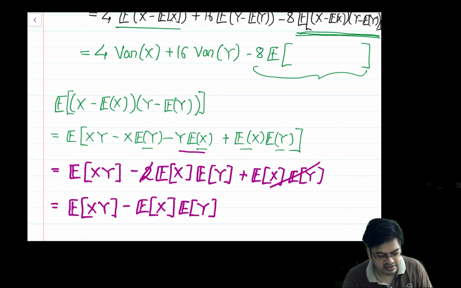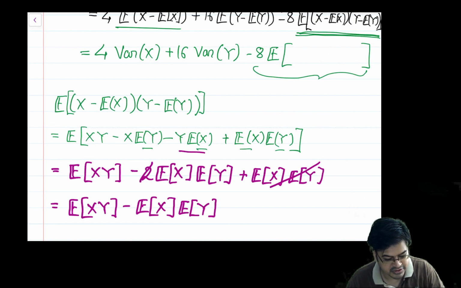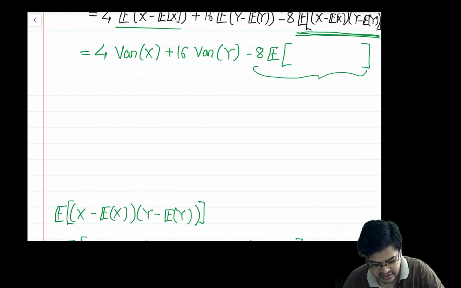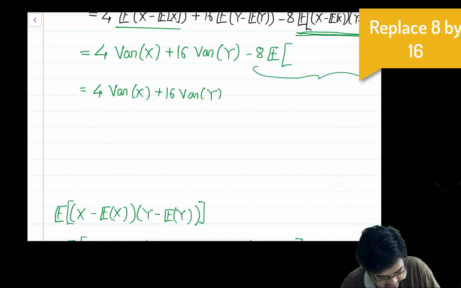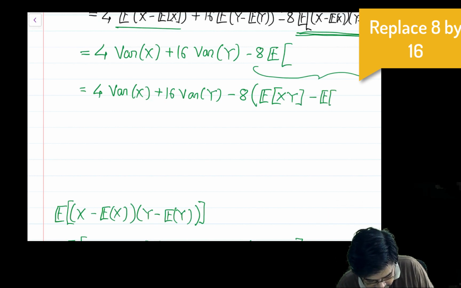So far I have done a general derivation. What I got here is very simple. Let me insert some space and write the answer here. So what I got here is essentially 4 times variance of x plus 16 times variance of y minus 8 times within bracket expected value of xy minus expected value of x into expected value of y.